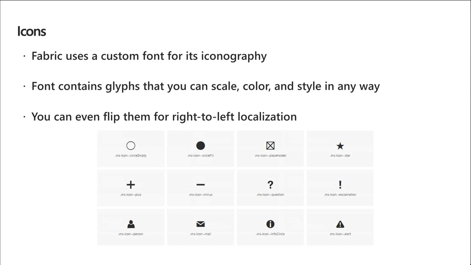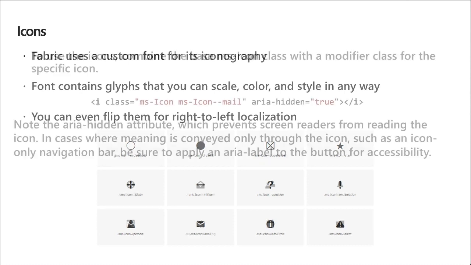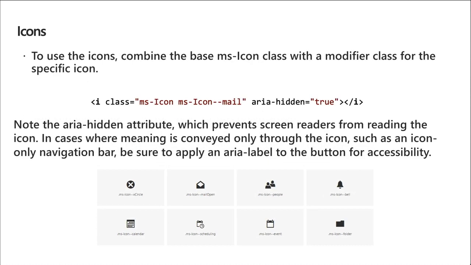Now, when it comes to icons, Fabric uses a custom font for its iconography. The font contains glyphs that you can scale, color, and style in any way, and you can even flip them for right-to-left localization. To use the icons, you're going to combine the base MS icon class with a modifier class for the specific icon. Note the ARIA hidden attribute, which prevents screen readers from reading the icon itself. In cases where the meaning is conveyed only through the icon, such as an icon-only navigation bar, be sure to apply an ARIA label to the button for accessibility reasons.